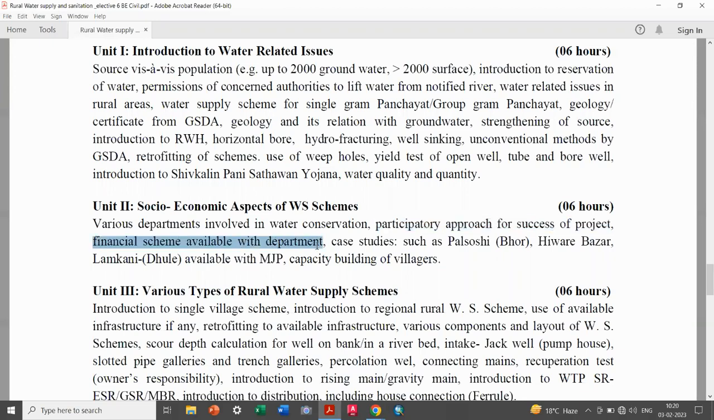So financial schemes available with the departments, case studies, you can see there are various schemes through Maharashtra Jeevan Pradhikaran, which is one of the authorities working here. You can see MJP financial schemes available with the departments. So agriculture department or panchayat samiti, zilla parishad are taking efforts so that water supply is available with the rural population, drinking water supply. So you can see the case studies of Palsoshi Bhor, Hivre Bazar, Lakmani, Lamkhani, Dhule available with the MJP.